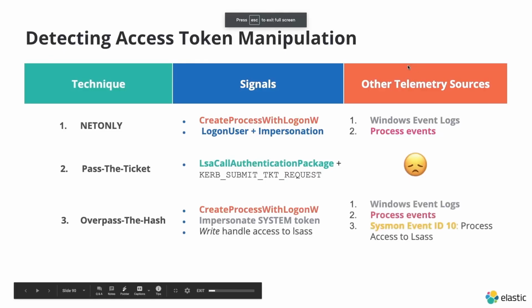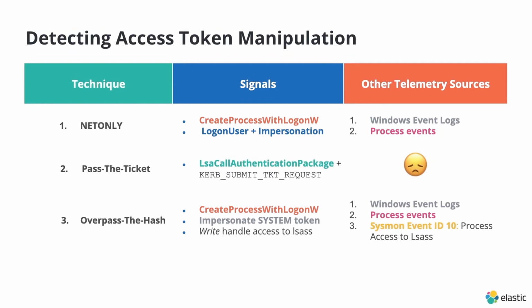In terms of telemetry, again, as I said, for netonly stuff, Windows event logs, process events, and then I didn't cover this, but right handle to access to LSASS, you can look for Sysmon event ID 10, so process access. As a note, before I wrap up, I just want to highlight two things.